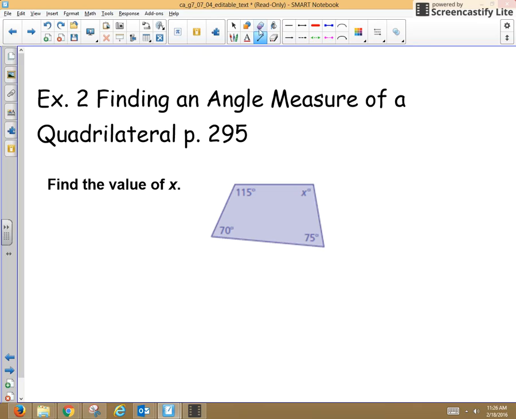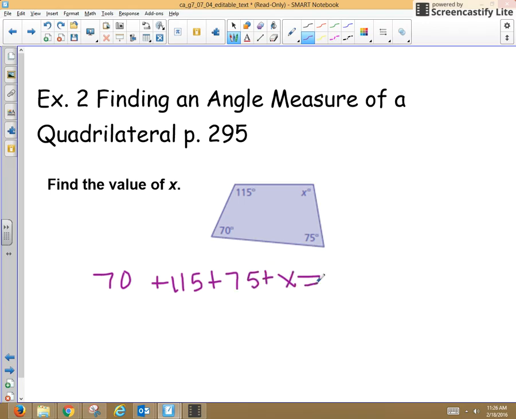Now, example 2 is finding the angle measures of a quadrilateral. Here we need to add up all four angles. So we have 70 plus 115 plus 75 plus x, and it all adds up to 360 degrees. So we combine like terms. 70 plus 115 plus 75 adds up to 260 plus x equals 360.